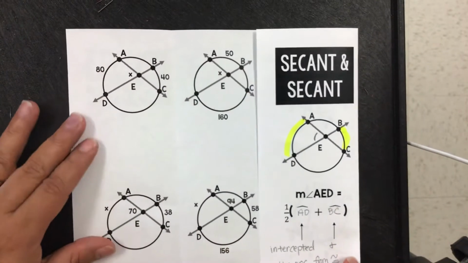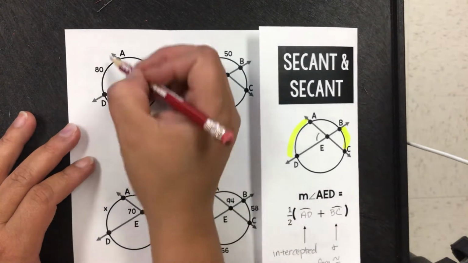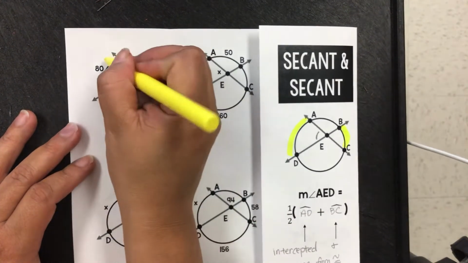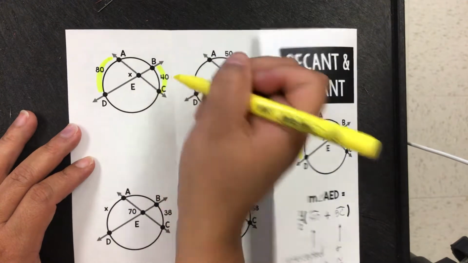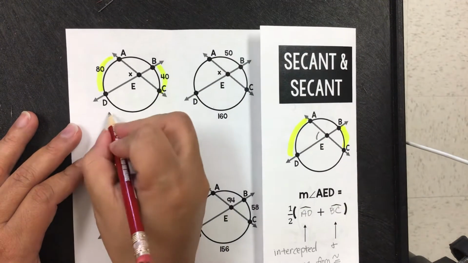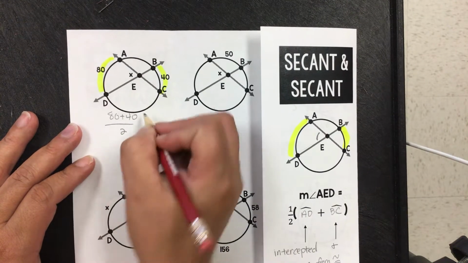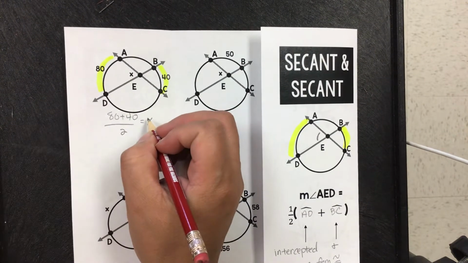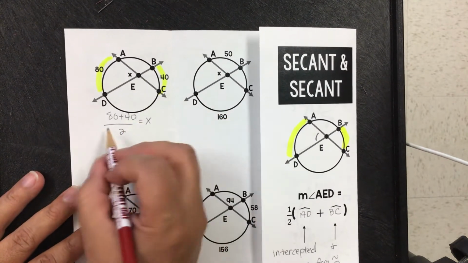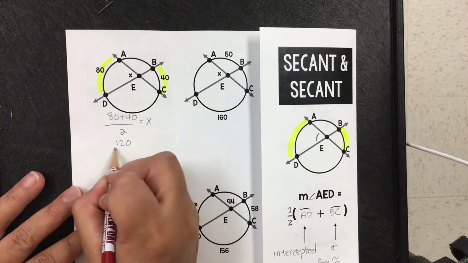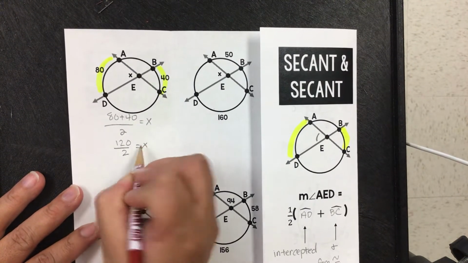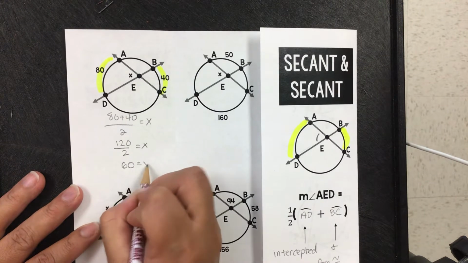All right, let's take a look. We first have this, and we're gonna do 80 plus 40 and divided by 2. 80 plus 40 divided by 2 is equal to our x value. And 80 plus 40 is 120 divided by 2 is equal to 60, the value of x.